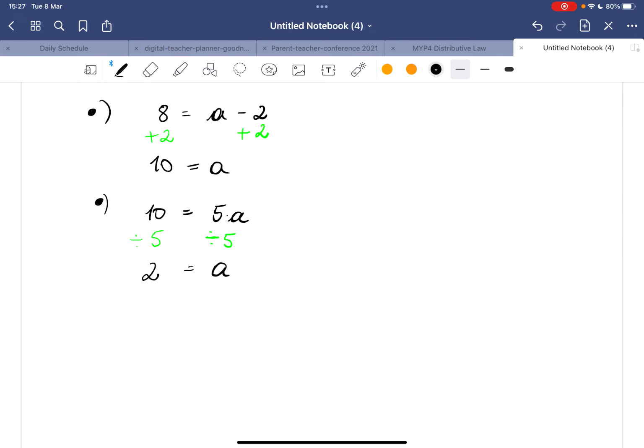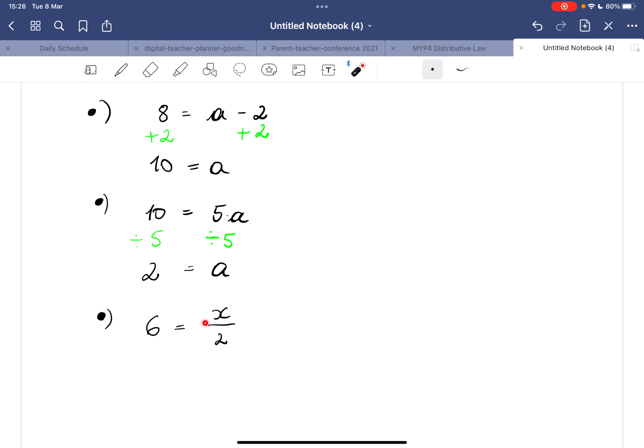If you were representing this with algebra tiles, you would have to divide these 10 units into 5 equal parts, and that would give you 2 as well, just as something to visualize this with. Please also watch the video on how to use algebra tiles for solving equations. It does really help a lot. So finally, we're going to have another one. 6 is equal to, let's say, x over 2.